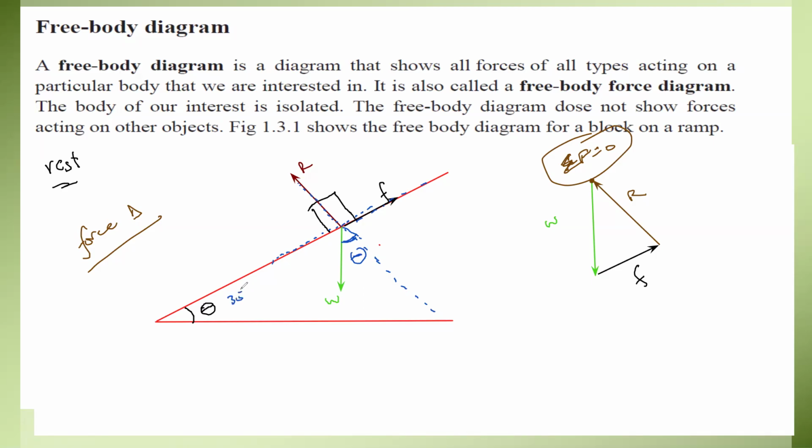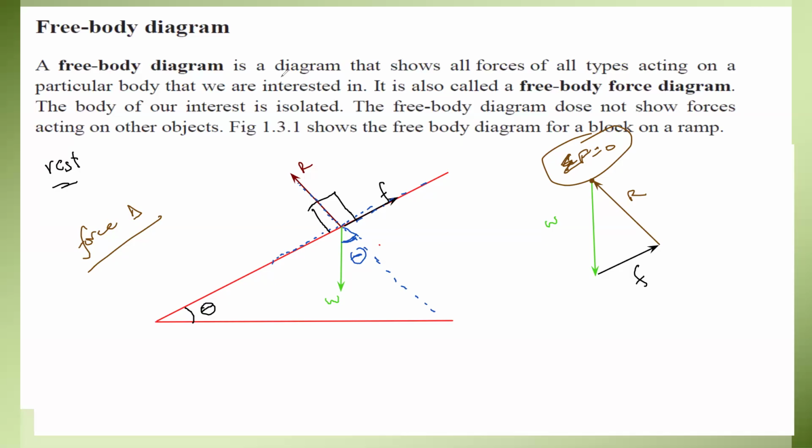So if this angle is 30 degrees, what will be this angle? It will be 30. If this angle is 50, what will be the angle here? 50. So the angle between the inclined surface and the horizontal surface is always the same as the angle between the axis which we draw on the inclined surface and the weight.